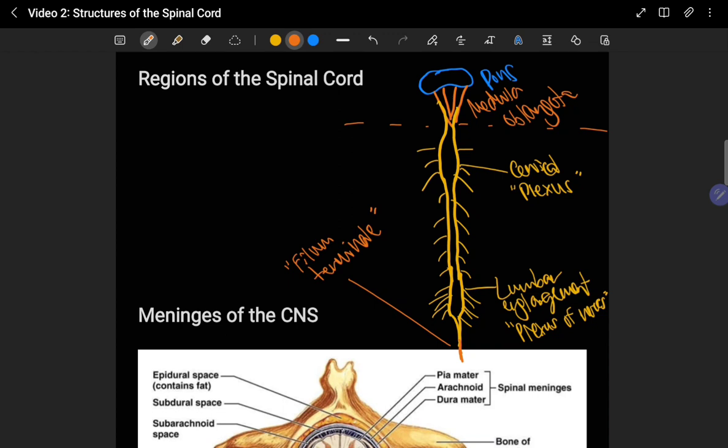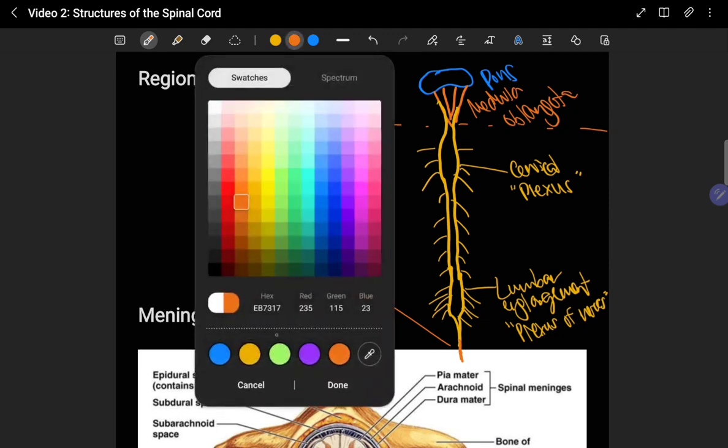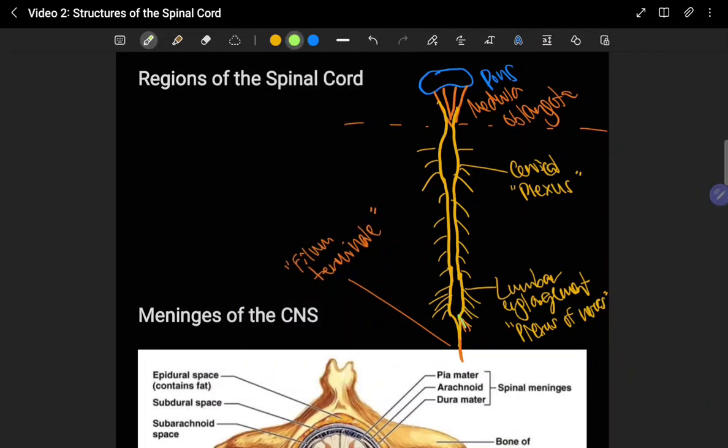Also at this level, we would have the cauda equina, the horse's tail. So let's draw that in green here. Cauda equina is a higher concentration of nerves, creating that horsetail appearance. It's really just a continuation of the spinal cord into the lumbar and the sacral regions, whereas that filum terminale is actually a continuation of a connective tissue membrane that we'll talk about in just a second.